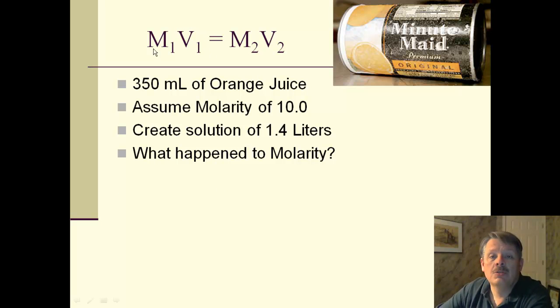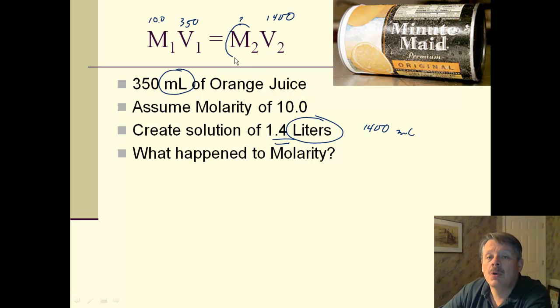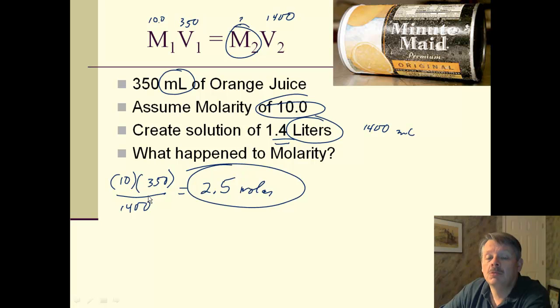What happens if we do the orange juice? Well, let's say we have 350 milliliters of the orange juice, and our molarity is, let's make up a number, 10, right? And we're trying to figure out what our molarity is. Now, our volume goes up to 1.4 liters. We can't put a 1.4 here because we have to make sure our units match. Since we used milliliters on the left, we're going to change this to 1,400 milliliters. So we'll put 1,400 up here for our volume, and we're going to solve for M2. So that's 10 times 350, which is 3,500, divided by 1,400. And that gives us 2.5 molar, which is 1/4 of 10, which is what we expected.